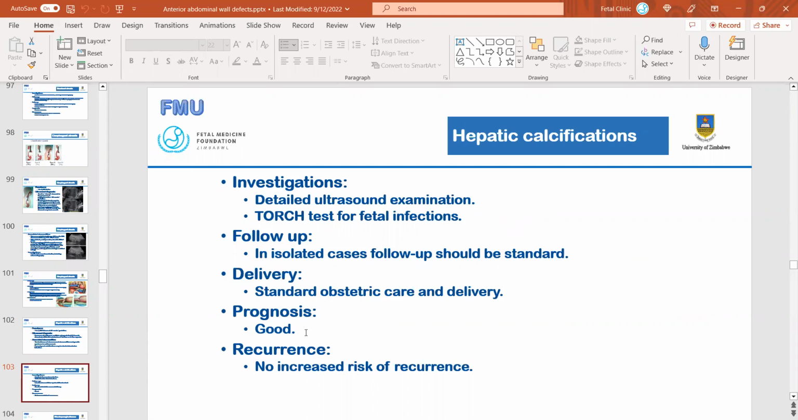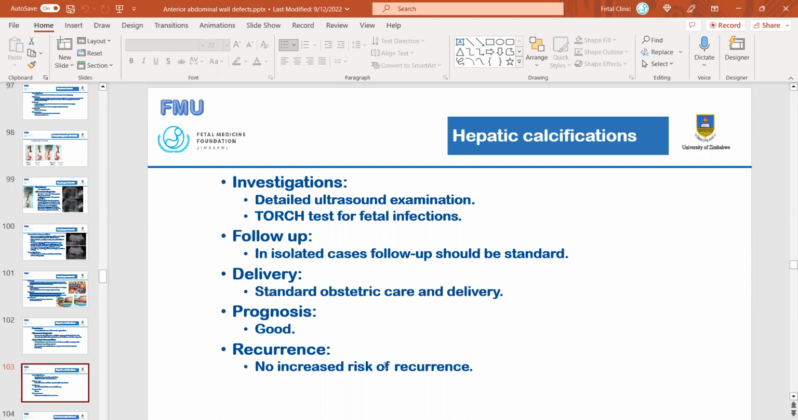Some of you may wonder why we are taking you through all this: how do you follow up, how do you deliver, how do you give the prognosis and recurrence risk? When babies are referred to us with defects, the obstetric teams expect us to give them advice all the way up to how the baby should be delivered, including counseling on prognosis and the issues of recurrence. That is our work as fetal medicine. Our work is not just to diagnose them.